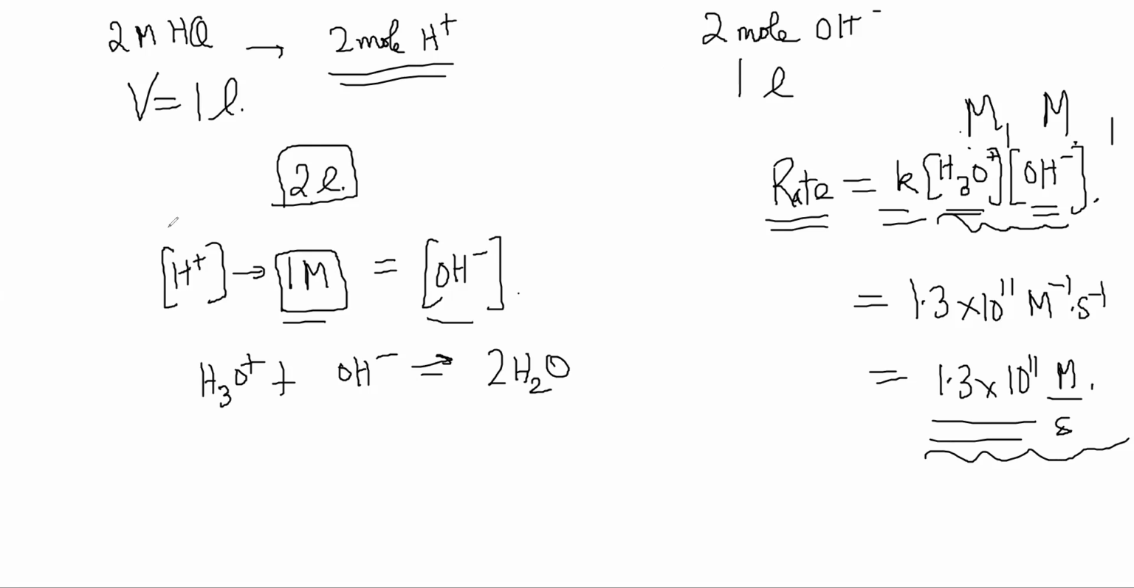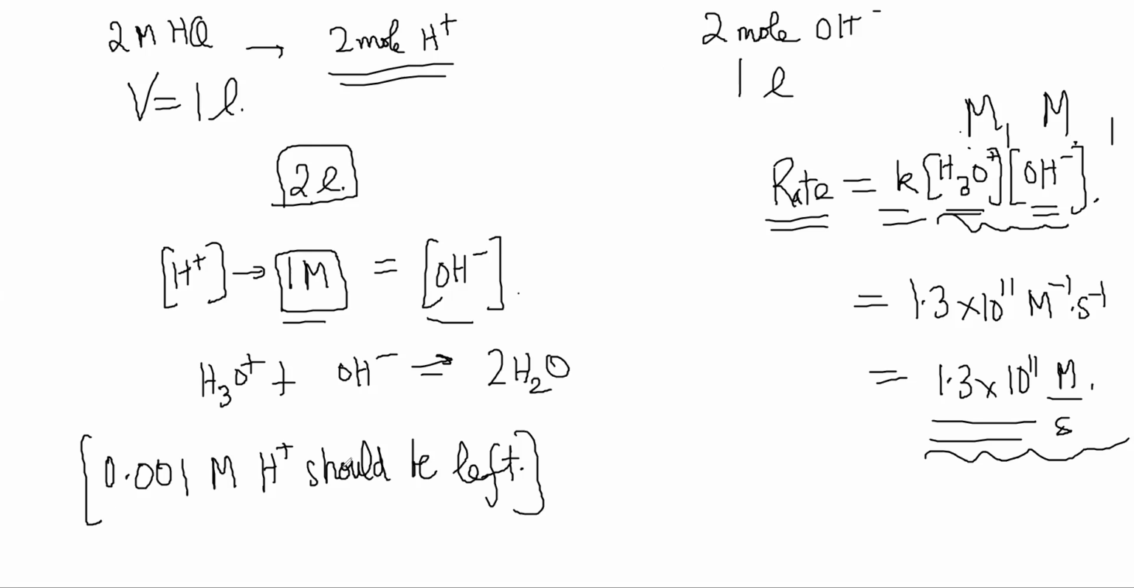So finally you have to find how much is left. You need the time required for 99.999% of the acid to be neutralized. So what is left? 0.001 molar of acid should be left. That means in the 2 liter solution, 0.001 molar of H plus should be left over, because only then is 99.999% of the acid gone, right?